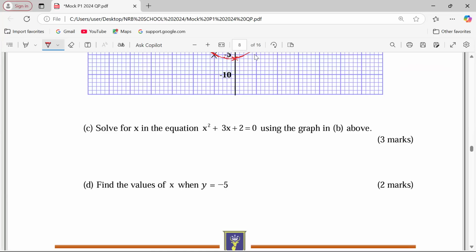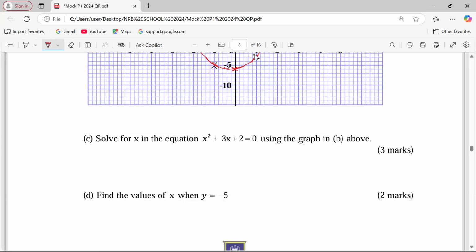equals 0. So now we should know that when we are given equations to solve using a graph, we usually subtract the plotted function. Let me show you. The plotted function is y equals 2x² plus x minus 6. Then we subtract the function to solve such that we have 0 equals x² plus 3x plus 2, that way.